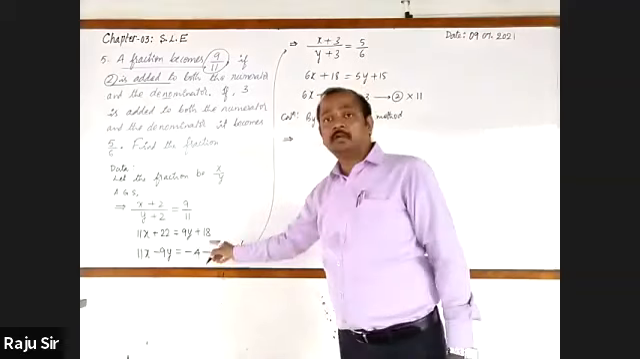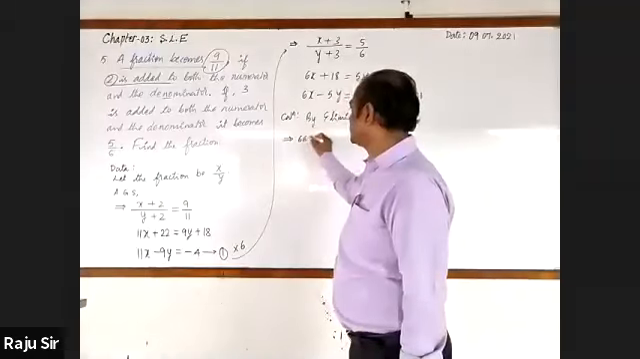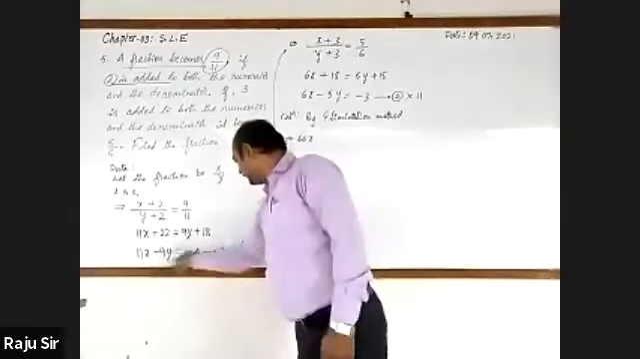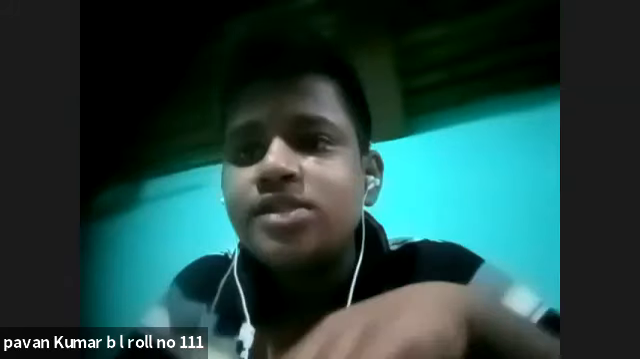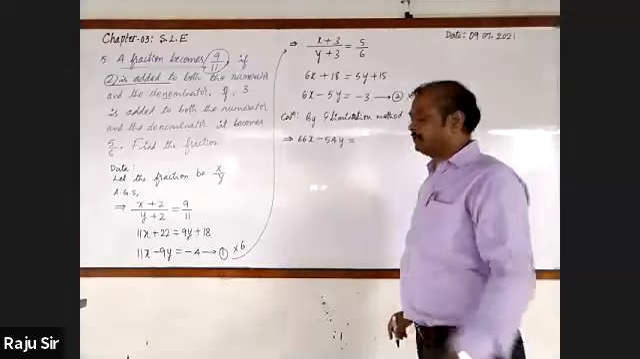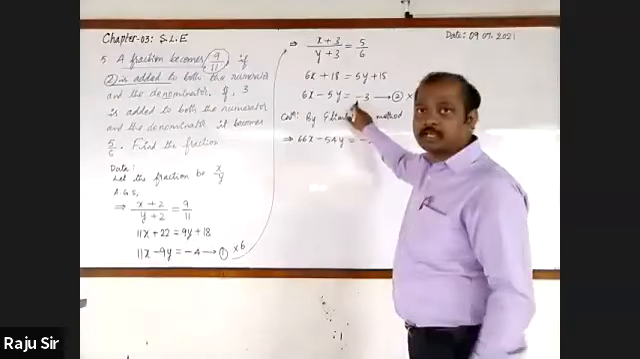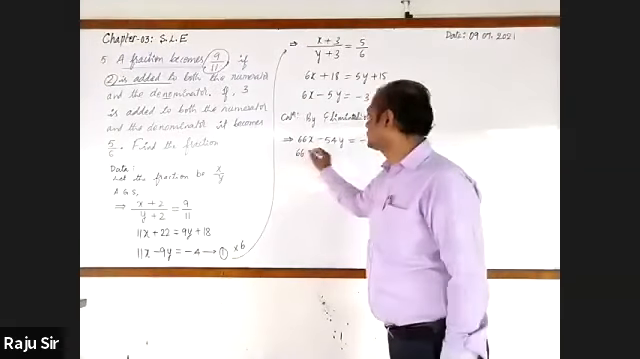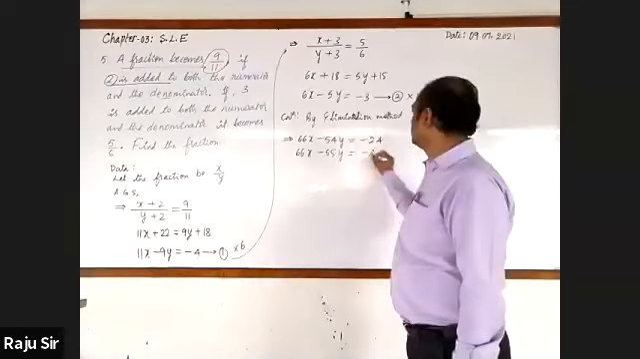Now I can rewrite the first equation by multiplying by 6. 6 into 11, 66, it is 66x. Then 9 into 6, it is 54y, equal to minus 4 into 6, it is minus 24. Next, rewrite the second equation. 11 into 6, 66x. 11 into minus 5, minus 55y is equal to 11 into minus 3, minus 33.